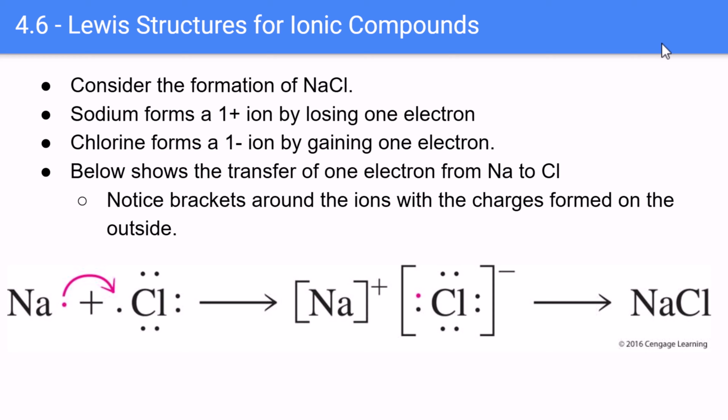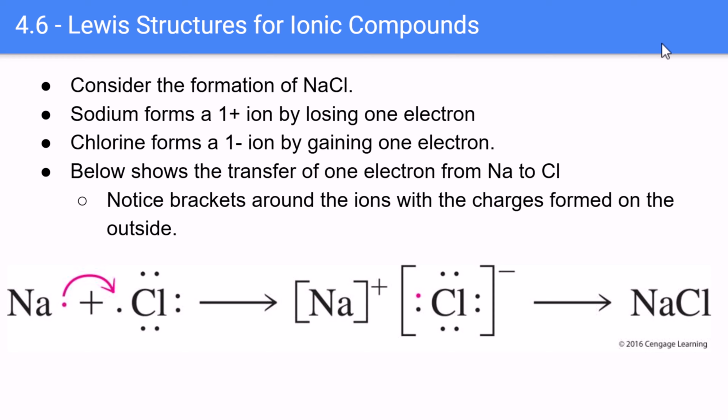Sodium forms a 1+ ion by losing 1 electron, and chlorine forms a 1- ion by gaining 1 electron. So what we can do here is show the transfer of 1 electron from Na to Cl. Notice at the very beginning, when I start off with this particular problem, I write out the Lewis structures for each individual element that's a part of the compound. So I have 1 Na and I have 1 Cl. Then notice I use an arrow to show the transfer of the electron from the metal to the nonmetal. Again, metals tend to lose electrons, nonmetals tend to gain them.